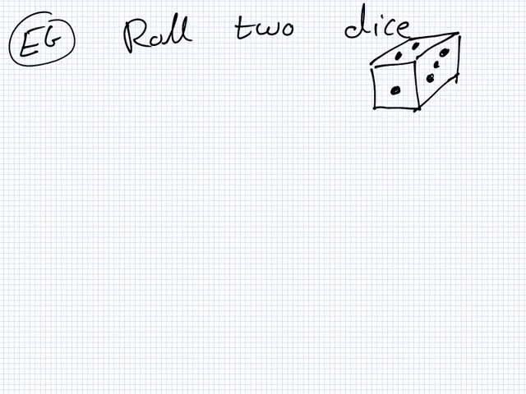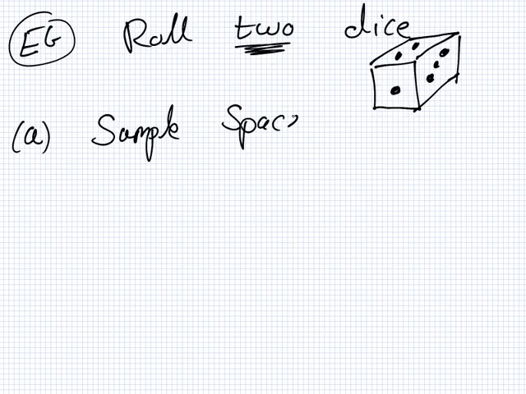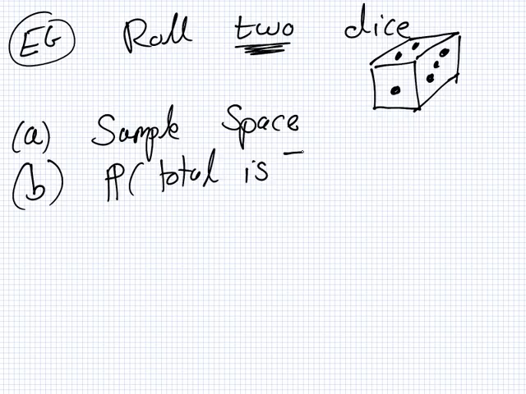So you roll 2 of these. First question, sample space. This is something you can get in the exam. B, what's the probability that the total is 7?